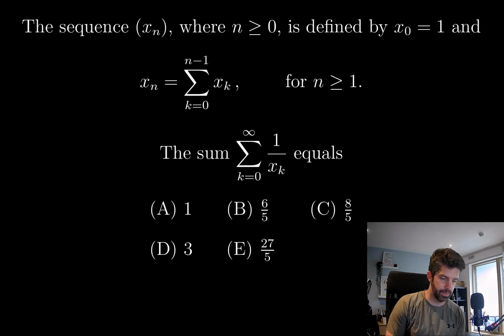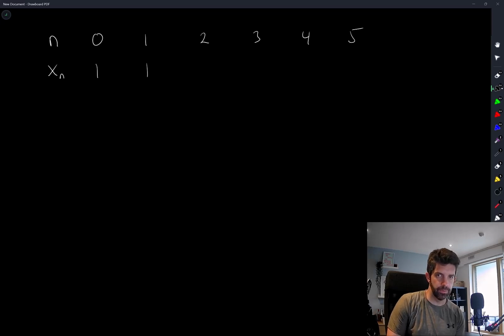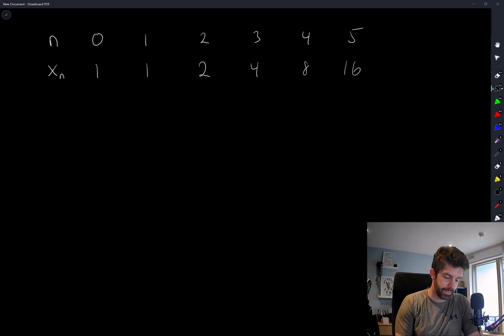Okay, interesting. Well, so these numbers x are what are called the triangular numbers, right? If I write out the sequence x_n, so n goes 0, 1, 2, 3, 4, 5, starting at 1, we just add up all the previous numbers. 1. Oh wait, no, they're not the triangular numbers. Yeah, they're going to be powers of 2, aren't they? 4, 8, 16. Yeah, not the triangular numbers.